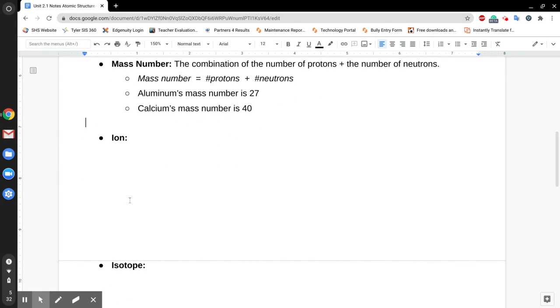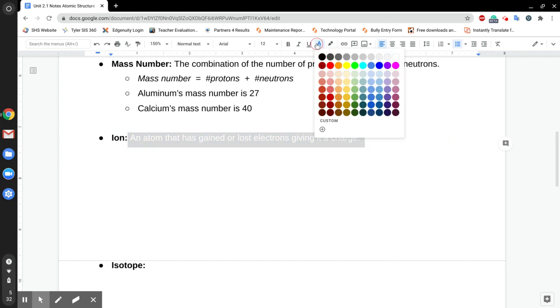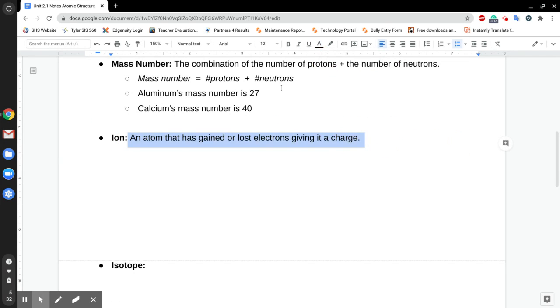So, ion. What's an ion, and what does it have to do with anything? We're going to be working a lot with ions throughout the year. Pretty much, an ion is an atom that has gained or lost one or more electrons, thus giving this particular element a charge. You could imagine that.